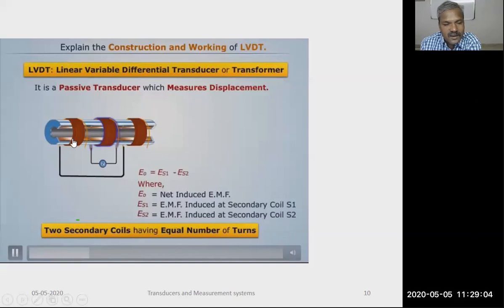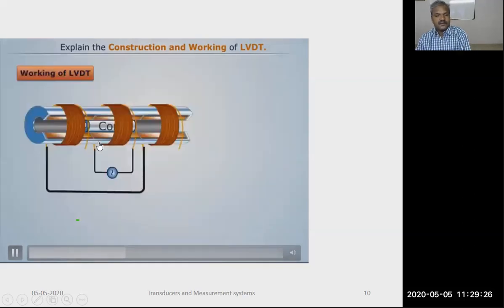ES1 and ES2 are the induced EMF in the secondary coils due to the primary coil, and depend on the placement of the core. The two coils should have an equal number of turns. This is the magnetic field created between the core and the primary coil.